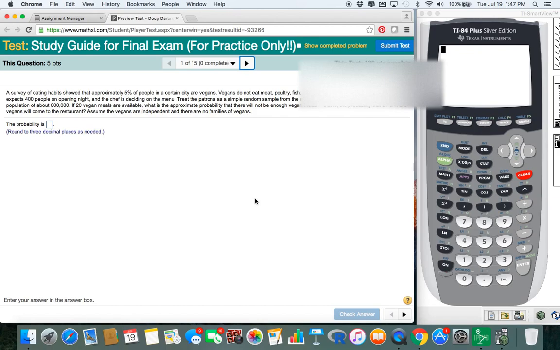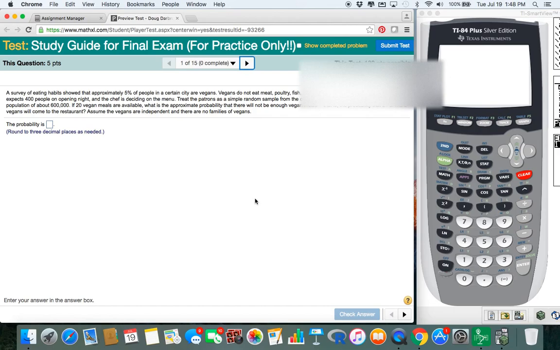Treat the patrons as a simple random sample from the city and the surrounding area, which has a population of about 60,000. If 20 vegan meals are available, what is the approximate probability that there will not be enough vegan meals? That is, the probability that 21 or more vegans will come to the restaurant. Assume the vegans are independent. That's a wordy problem.